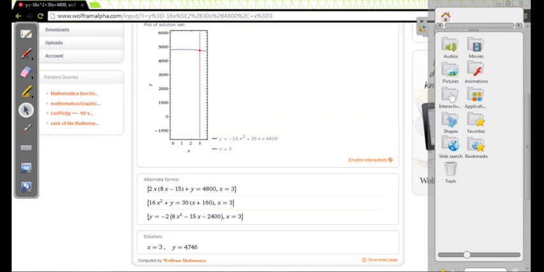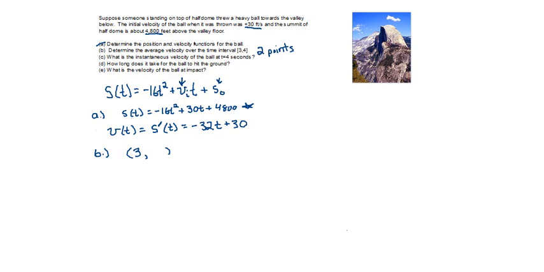At x equals 3, the solution is 4,746 feet. So I'll come back, and we know right now that this one is 4,000. Oh, I forgot the number. 746. So that's our first point.